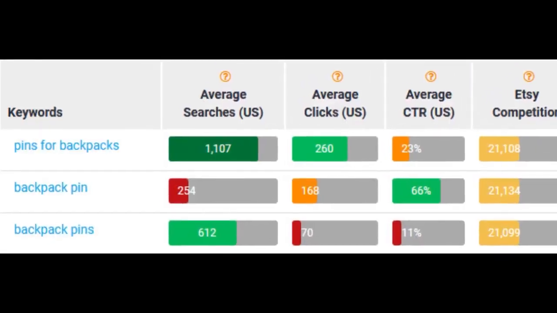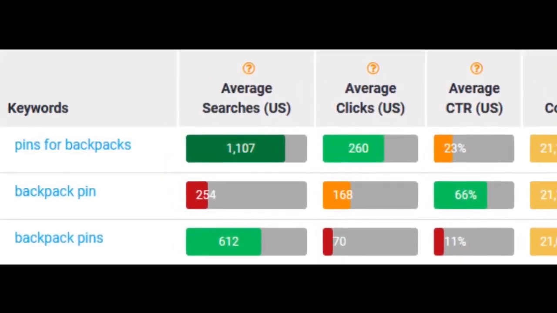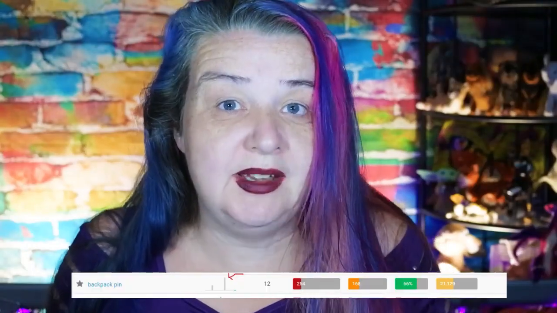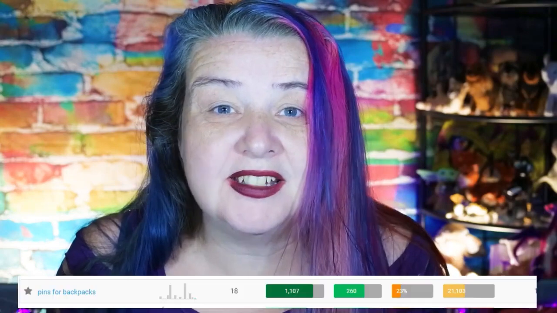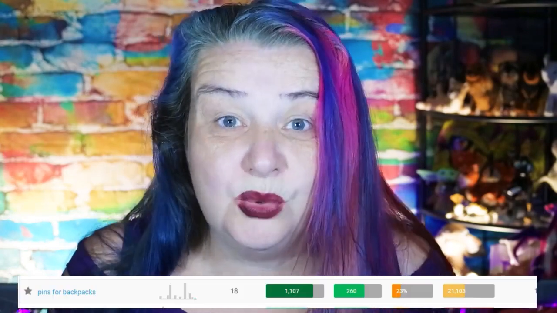Let's see what these actual keywords are. We have pins for backpacks, backpack pin, and backpack pins. When we look at backpack pin over time, it seems from the graph there's been one big spike in 1 month, and then it falls away to pretty much no search volume. This could mean that there was 1 month where backpack pin as a term was featured somewhere, so that's skewed the data in favour, making that term look more searched than it is. But pins for backpacks has search volume steady pretty much all through the year. This looks like it might be a good one.